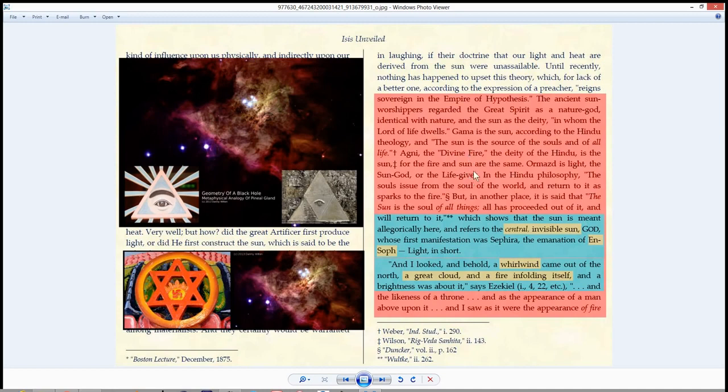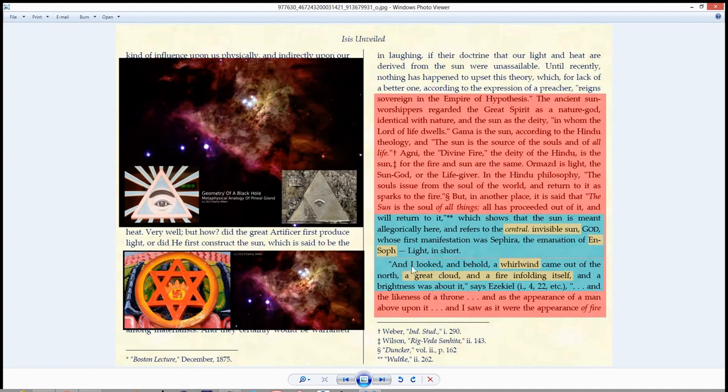Agni, the divine fire, the deity of the Hindu, is the sun, for the fire and the sun are the same. Ormast is the light, the sun god, or the life giver, in Hindu philosophy. The souls issue from the soul of the world and return to it as sparks of fire. But in another place it is said that the sun is the soul of all things, which all has proceeded out of it, we've heard that before, and will return to it, which shows that the sun is meant allegorically here and refers to the central invisible sun, whose first manifestation was Sephra, the emanation of En Sof, light in short.